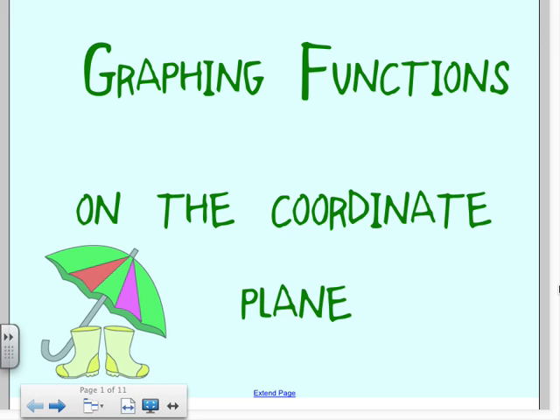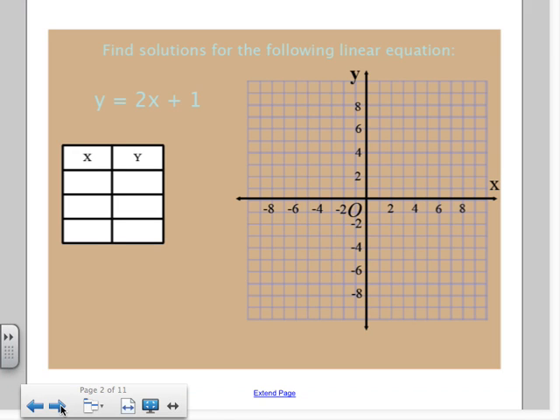All right, this lesson is on graphing functions on the coordinate plane. So remember last time we talked about the coordinate plane, it's our xy axis, and it is used to graph functions. So we have a function here, it's y equals 2x plus 1. And all it means is that we can input values for x, so put numbers in for x, and we'll get out values for y, so like an input-output.